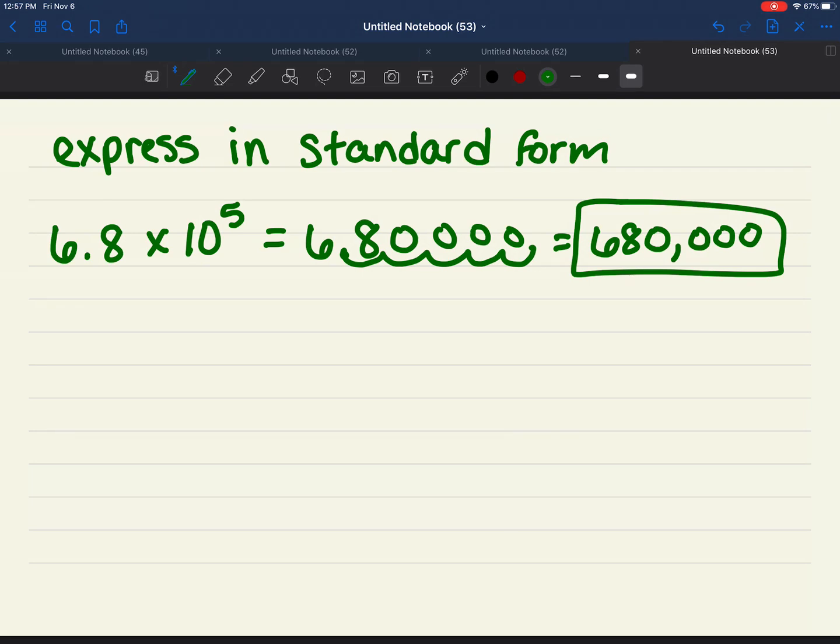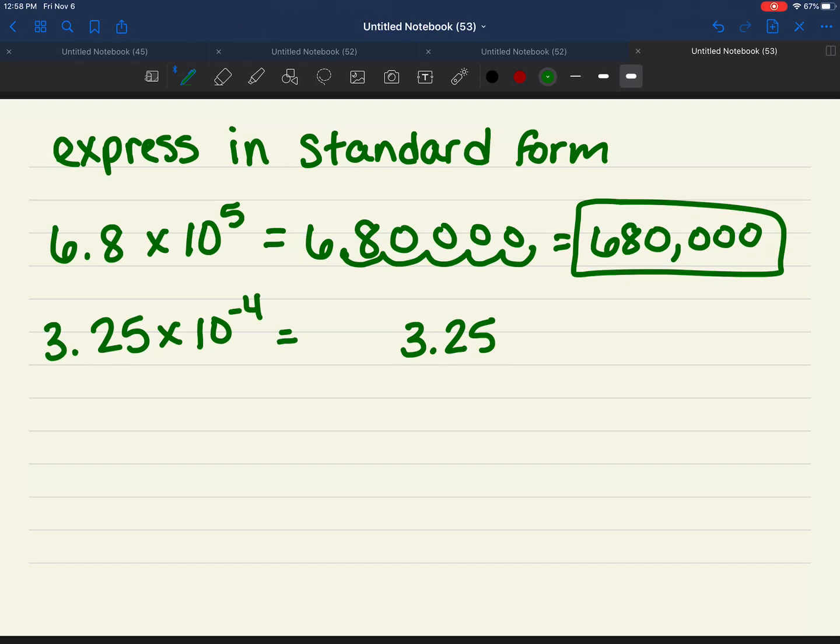Now, here's another hint I always give, and you may want to write this down somewhere. Positive exponents will always give you big numbers. Is 680,000 a big number? Yes. So if positive exponents give you big numbers, negative exponents would give you what? Small numbers, okay? So let's look at an example of that: 3.25 times 10 to the -4. Okay? Negative exponents give you little numbers.